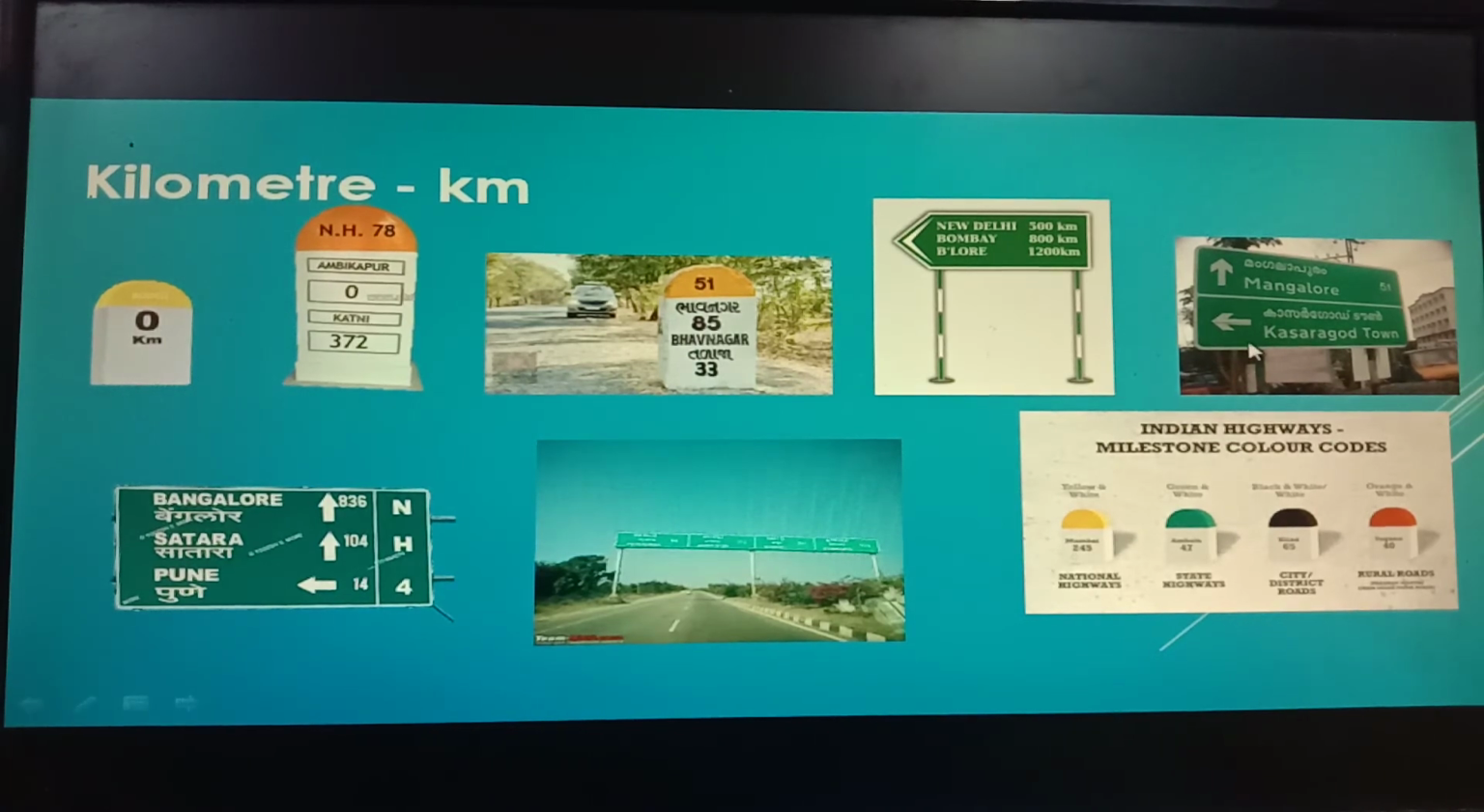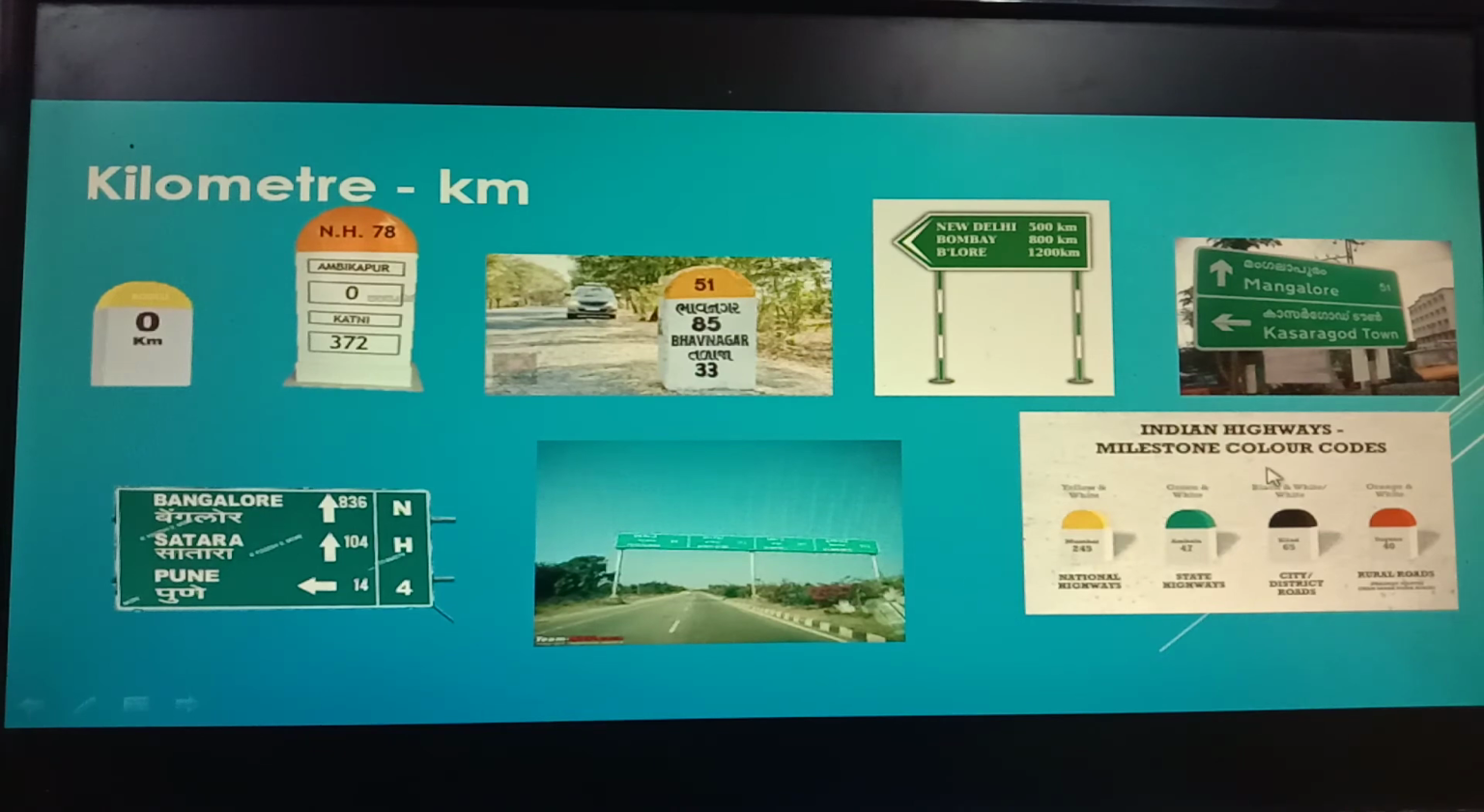At right hand side here Kasargod, Mangalore, and look at here, this is an example of Kerala state. Here two languages are there, English and Malayalam. Now at left hand side you can see this kind of board also in the city, and this kind of board you can see in the highways. If you are traveling from Morbi to Rajkot, or Morbi to Ahmedabad, or in any other city you can see this kind of board written with kilometers and cities.